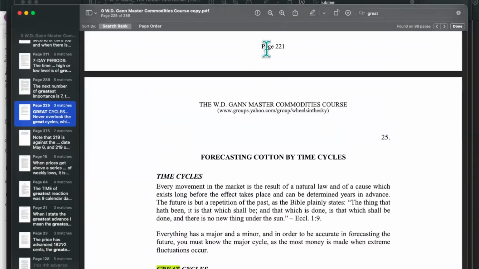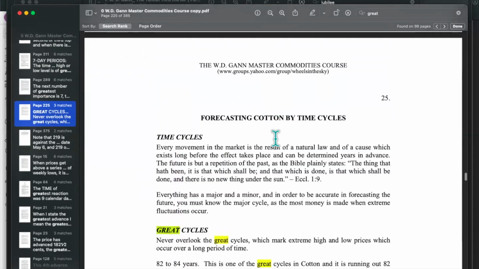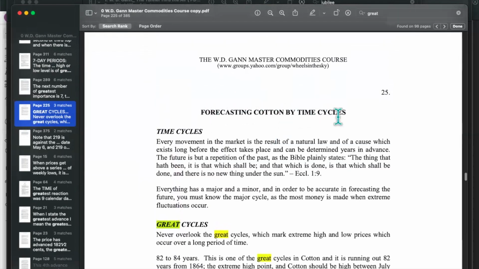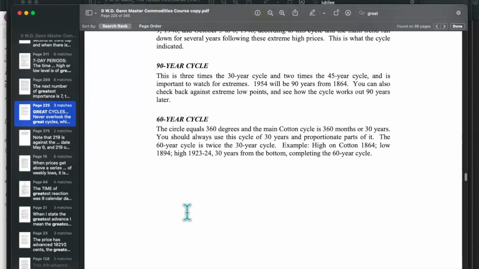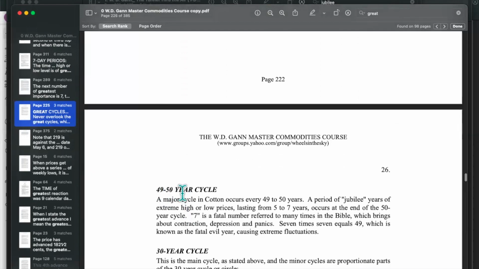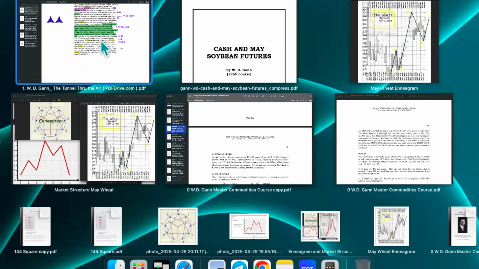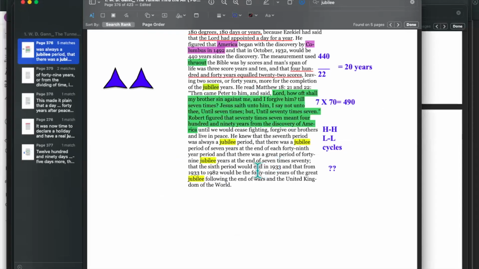Now, if we look across on page number 222, which is the next page coming, forecasting cotton by time cycles. Here he talks about great cycles. And what are the great cycles? 90 years, 60 years cycle. Then ahead we have the 49-50 year cycle. Now this 49-50 year cycle has also been called the Jubilee year, and this is also given in Tunnel Through the Air, especially talking about the 49-year period, Jubilee years.